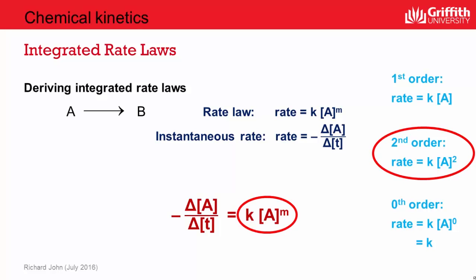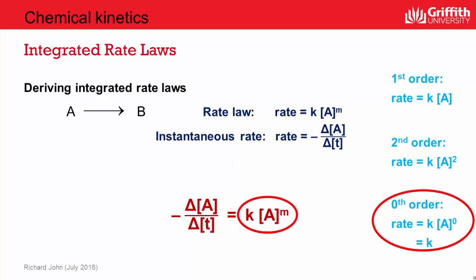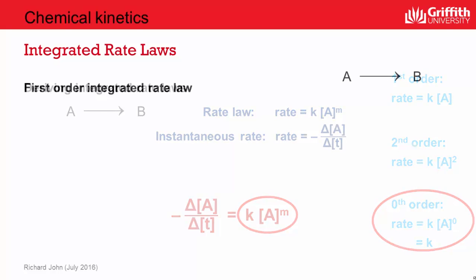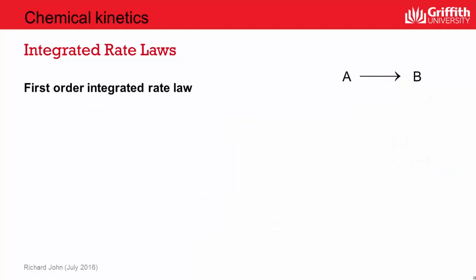If the reaction happens to be second order with respect to A, then the right-hand side of this new expression will be K times the concentration of A squared. And if the reaction happens to be zero order with respect to A, then the right-hand side of this new expression will be just the rate constant K. So what we'll do now is consider all three cases one at a time. And we'll start with the first order case, where the right-hand side of the equation is equal to the rate constant K times the concentration of A.